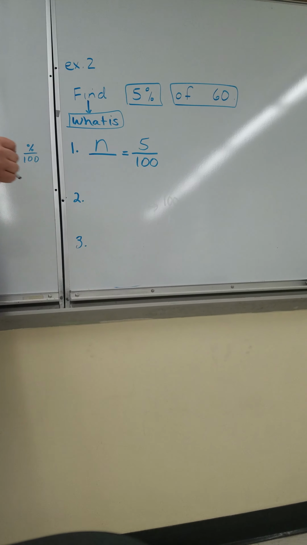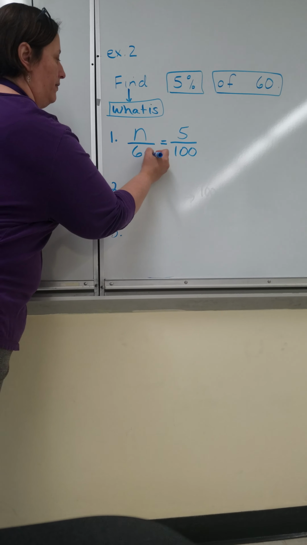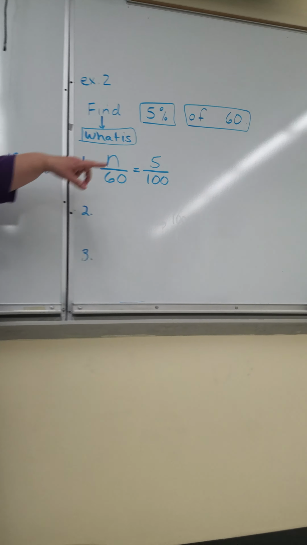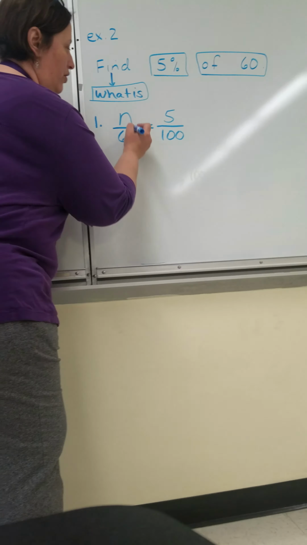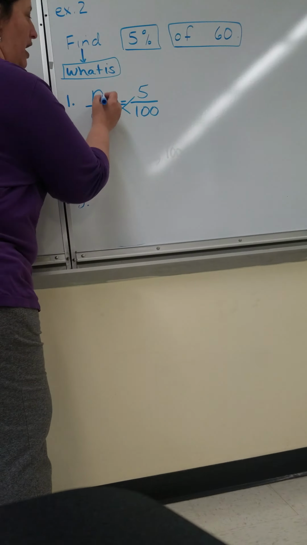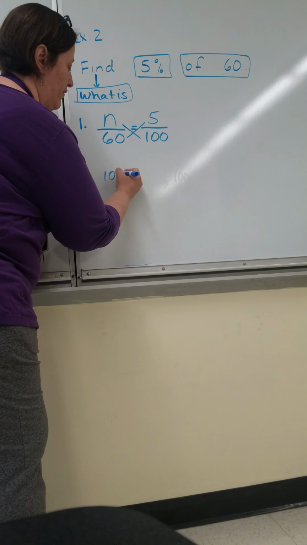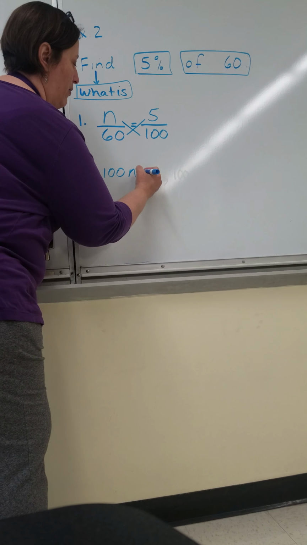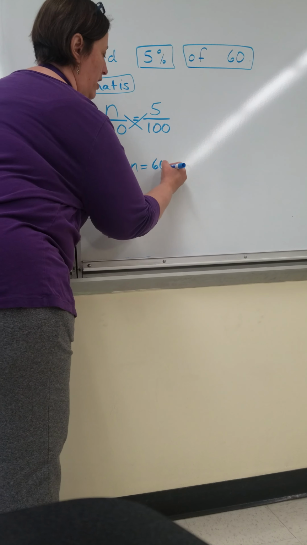Okay, and where does the of go? In the denominator of the first fraction. So this is our step one. We have everything set up. Set up is our step one. Step two is cross multiply. So we take the n times 100, and that gives us 100n. And we set that equal to whatever 60 times 5 is.